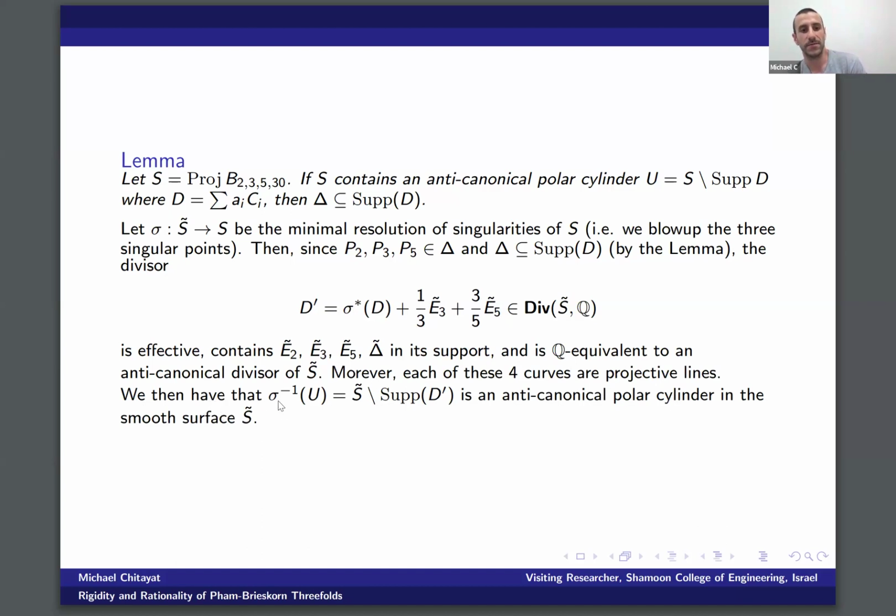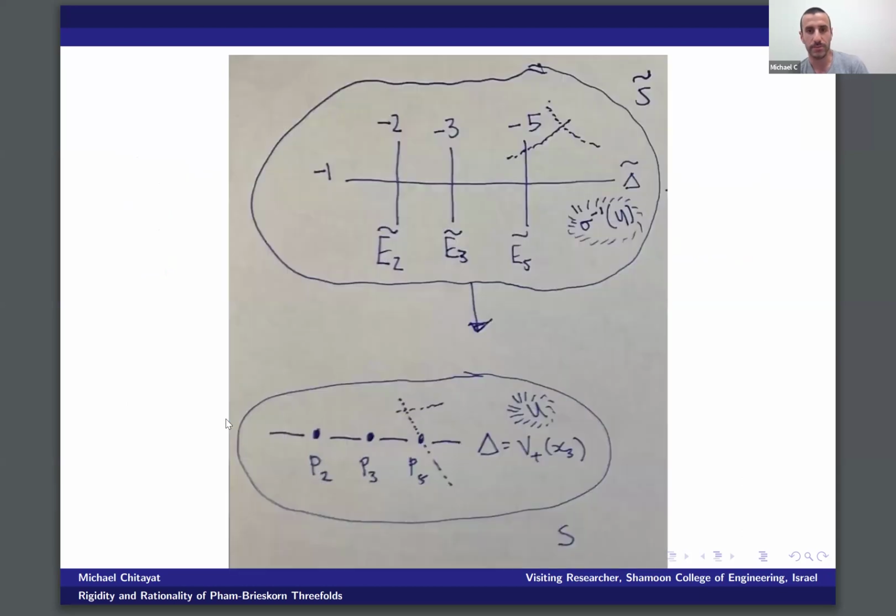And when we look at the inverse image of our cylinder U in S, we find that the complement of the support of D prime in S tilde is an anti-canonical polar cylinder in the smooth surface S tilde. So again, a lot to digest here. Let me show you a picture.